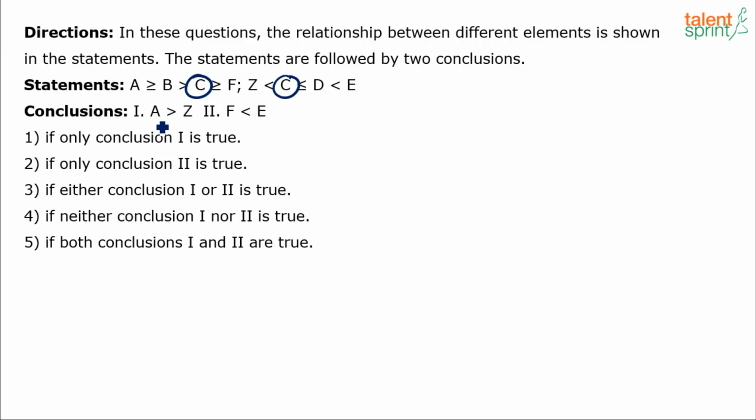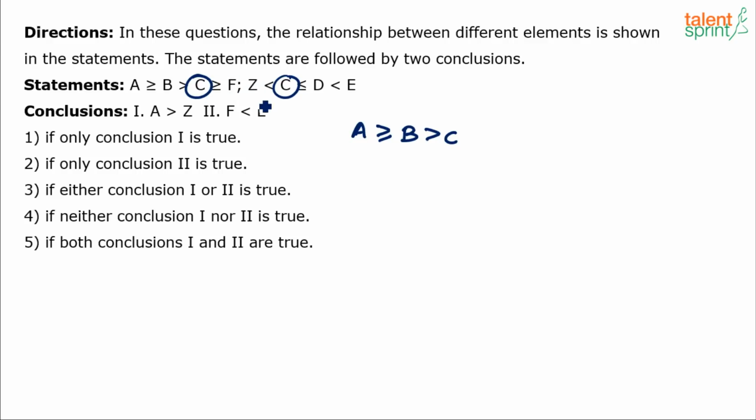Now, conclusions. The first one says A is greater than Z. Now, A and Z are in two different statements. So, connect them. How do you connect them? With the help of C. Now, read from A. You don't even have to write anything on paper, but for the sake of simplicity and explanation clarity, let me just write it first. I'll tell you how to do it without paper as well. So, write down A greater than or equal to B greater than C. Up to C. No need to take up F here.